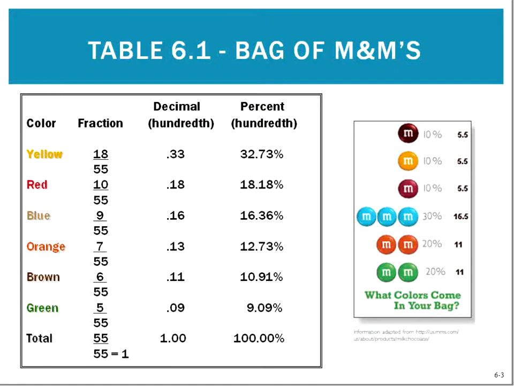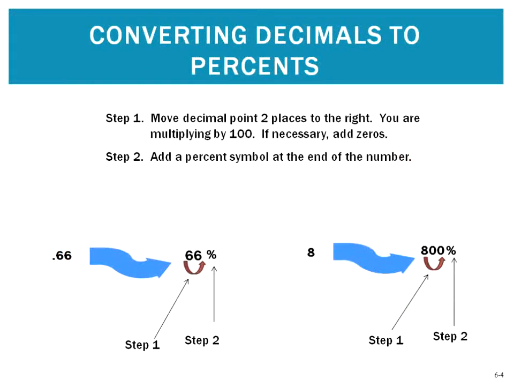Same thing for red. The red ones are my favorite, so I wish it was a bigger fraction. So 10 out of 55 M&Ms were red. If you convert that to a decimal, that's 0.18. If you convert that to a percent, we're saying 18% of the entire bag of M&Ms were red, and so forth for all of them. Notice that interestingly, the green is 5 out of 55, which is 0.09, which is only 9/100ths, which means 9% of the bag.